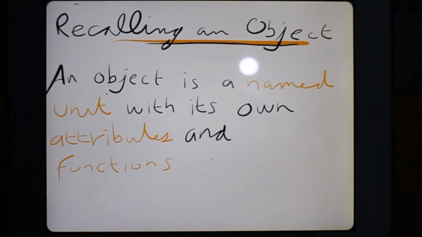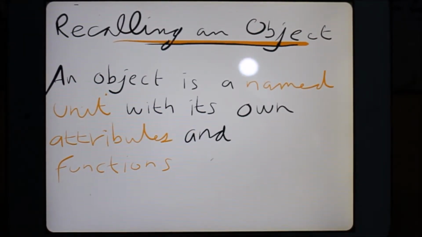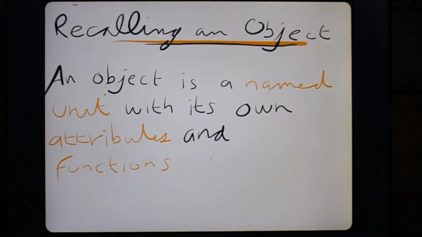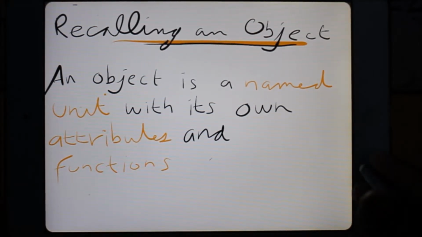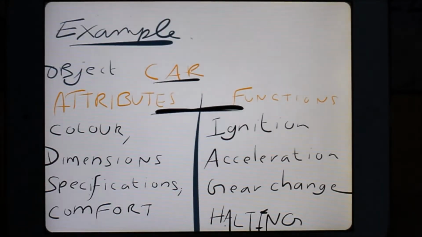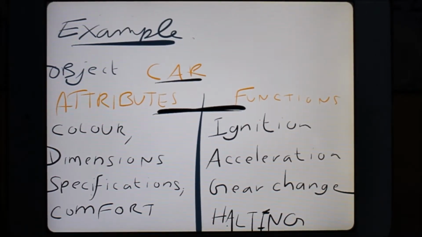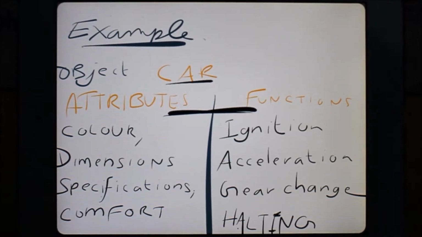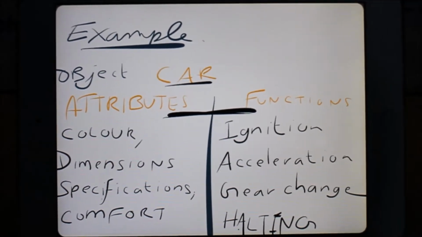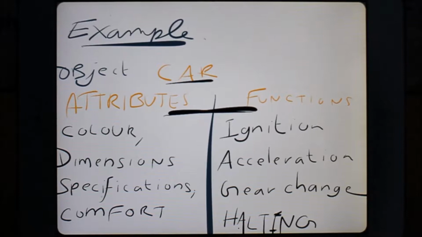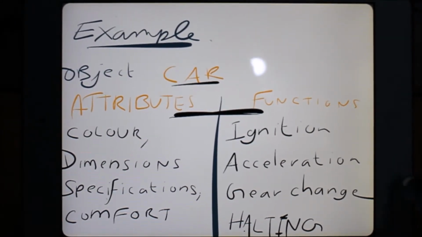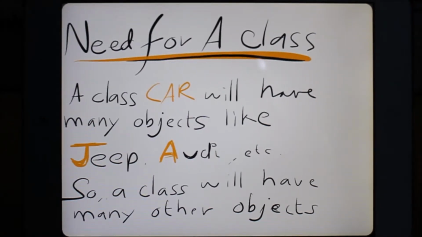Now, let's recall an object. An object is a named unit with its own attributes and functions, that is, characteristics and functions. Now, let's take an example of the car as usual. Attributes are the color, dimensions, specifications, comfort, and the functions are ignition, accelerating, gear change, and halting, just to take a few.